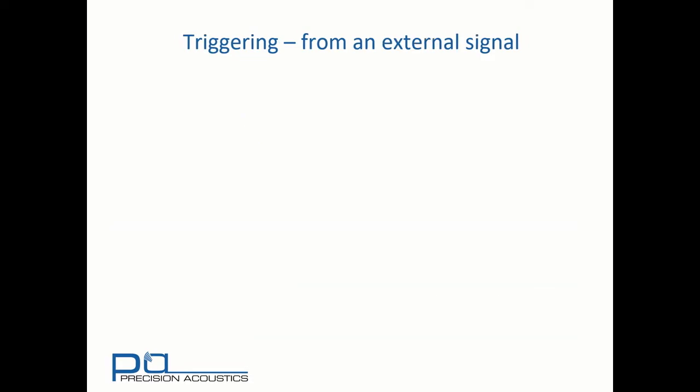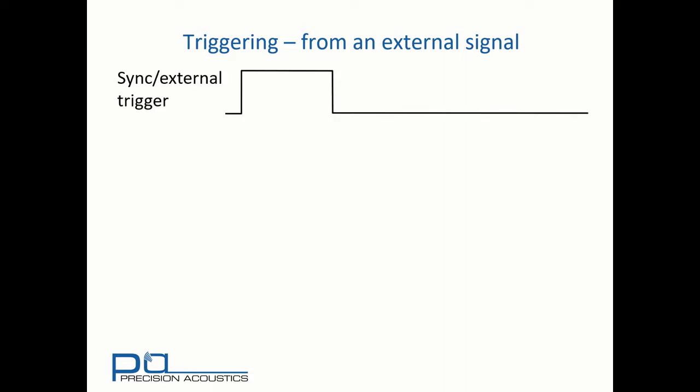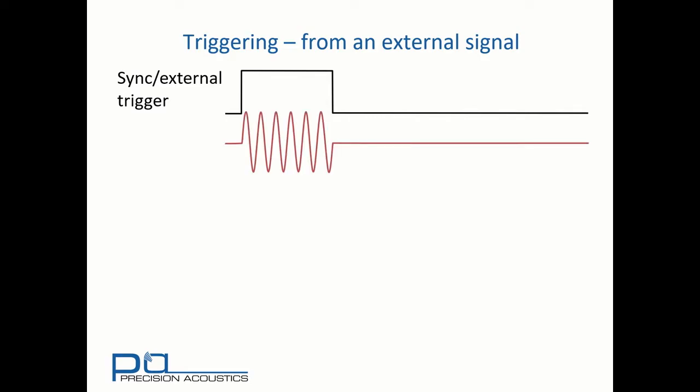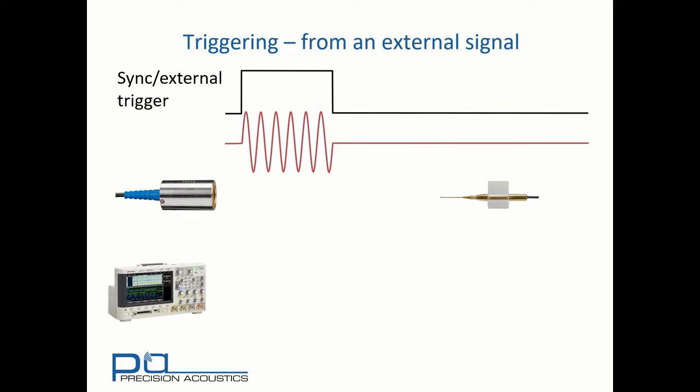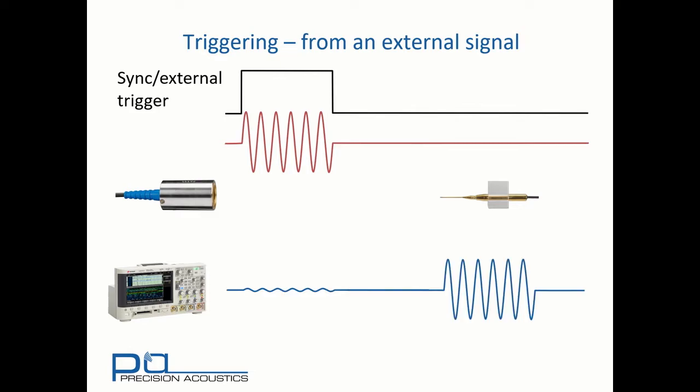An improvement upon this would be to use a trigger signal that's external to the acoustic signal. Many function generators allow you to output a pulse, which begins and ends when the transducer drive signal begins and ends. Again with our transducer and a hydrophone and our data acquisition system, again an oscilloscope, we can see that the acquired signal now looks something like that shown in blue.